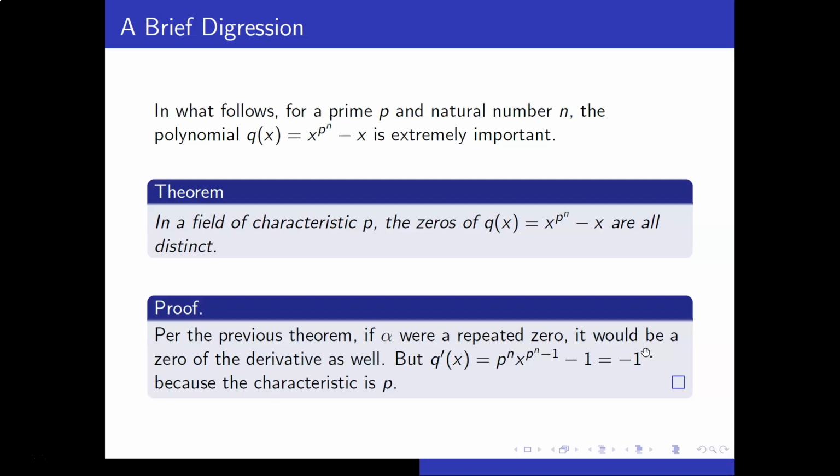So I would need alpha to be a root of this polynomial and a root of a constant polynomial, but that's impossible. So I do not have repeated roots. Whatever the roots are, they have to be distinct. There can't be any sort of repetition.